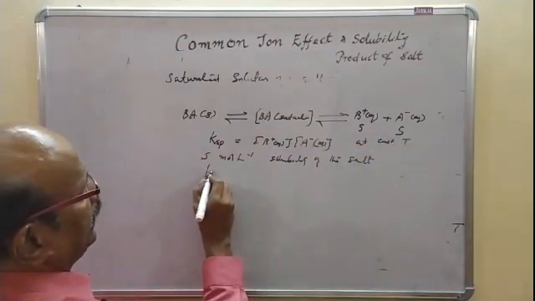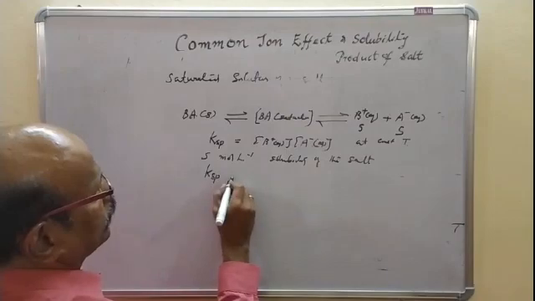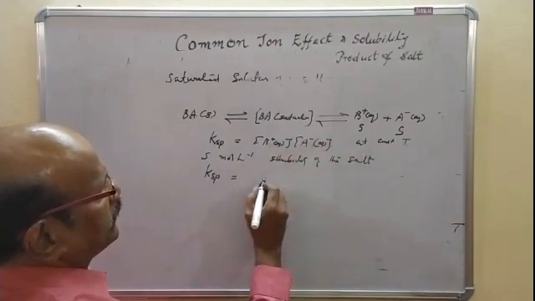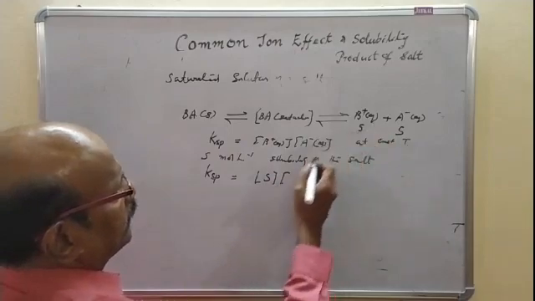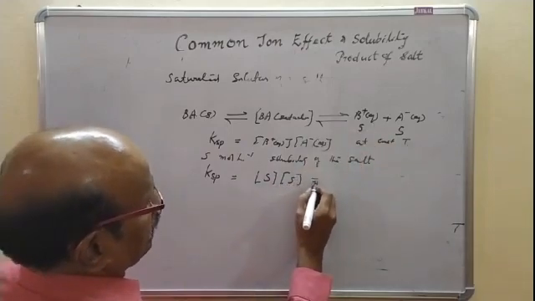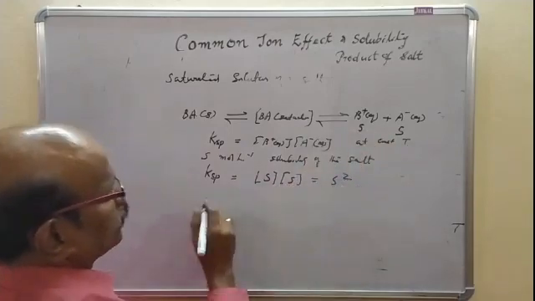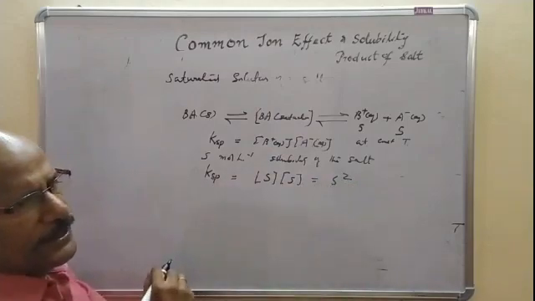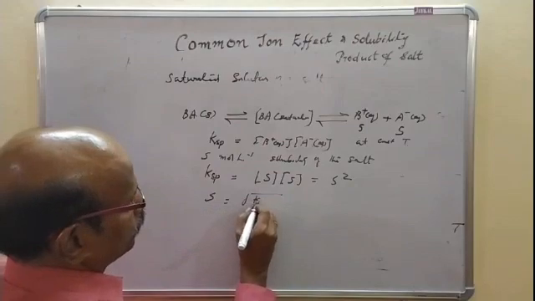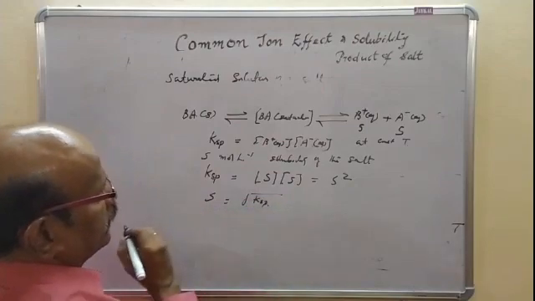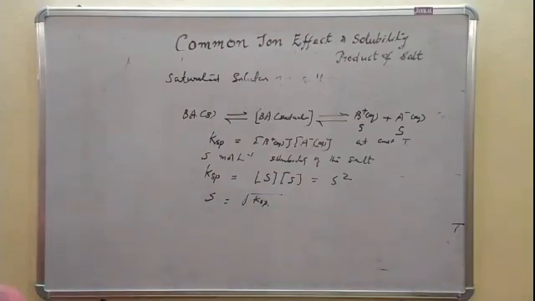So we have the KSP. The solubility product is the concentration of B plus, which is S, into the concentration of A minus, which is S. So that is equal to S square. So the solubility product is equal to S square. Therefore the solubility S is equal to the square root of the solubility product. This is the case of a binary salt.